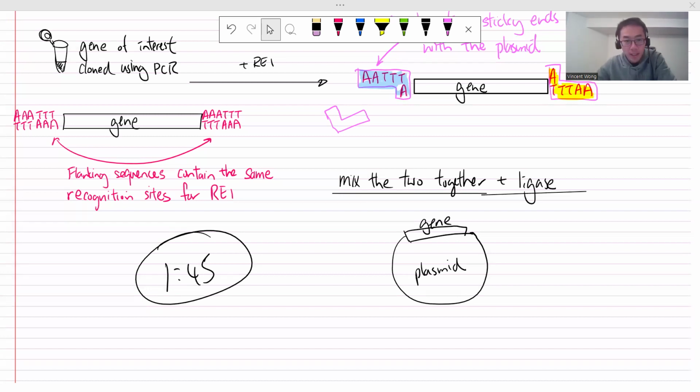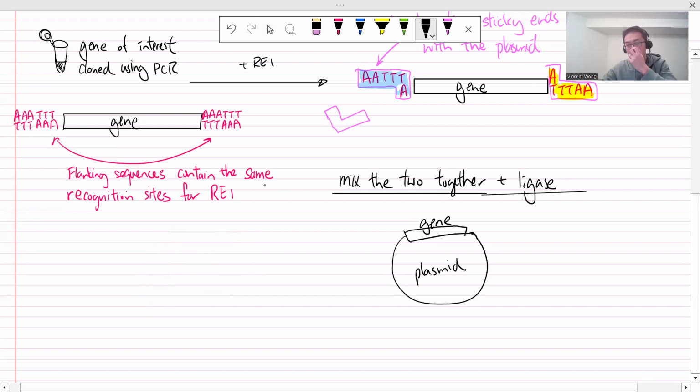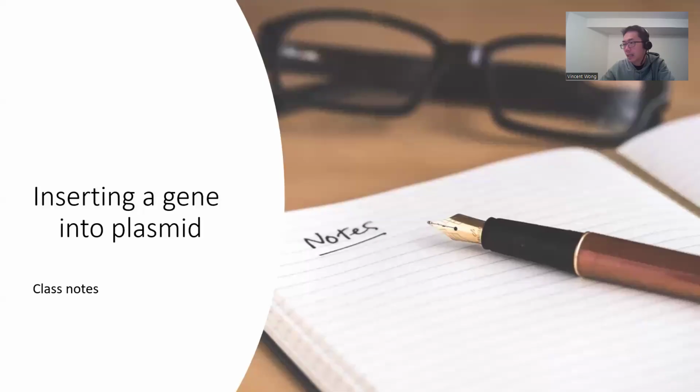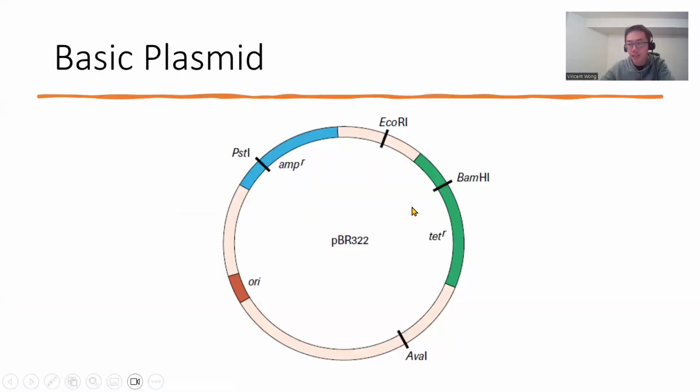Okay, let's keep going. So now that we have inserted the gene into the plasmid, we're going to have to feed it to the bacteria. But before we do that, we have to understand a little bit more about what a plasmid is. This is a very simplified plasmid, but the ones you can buy online from biotech companies are usually much more complicated.